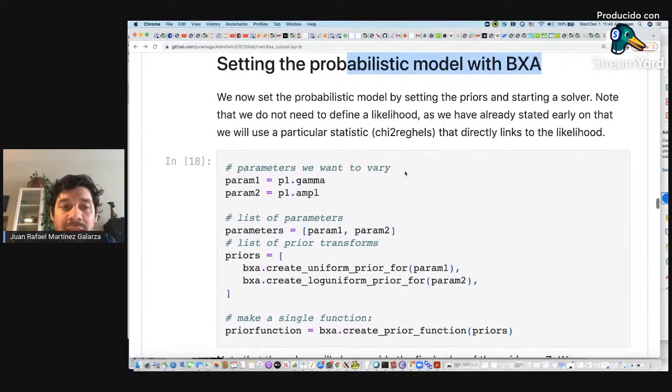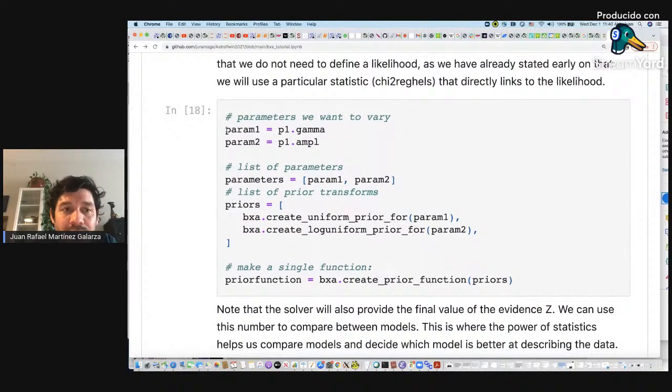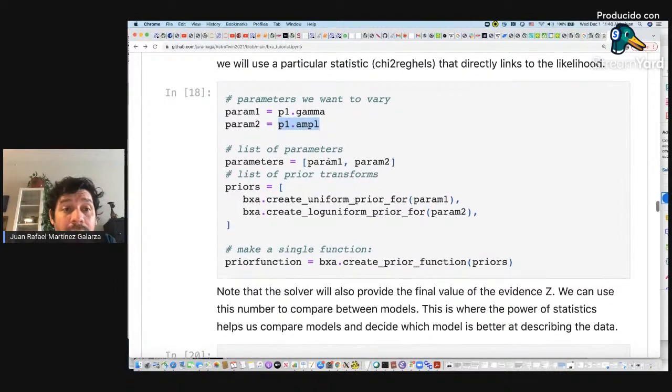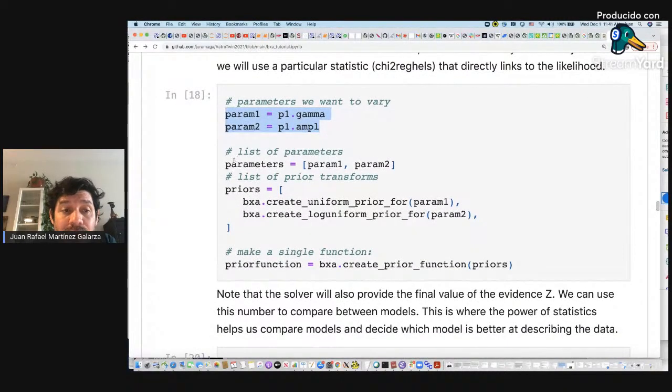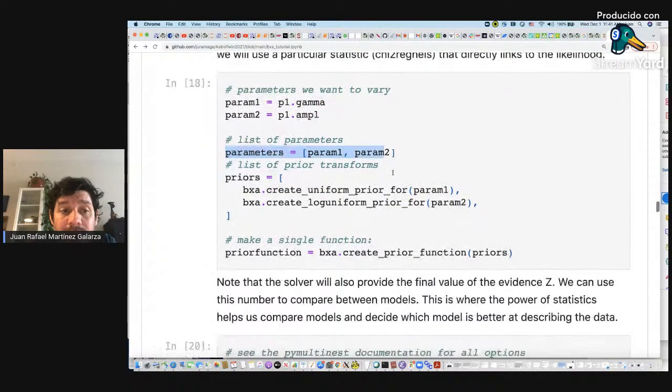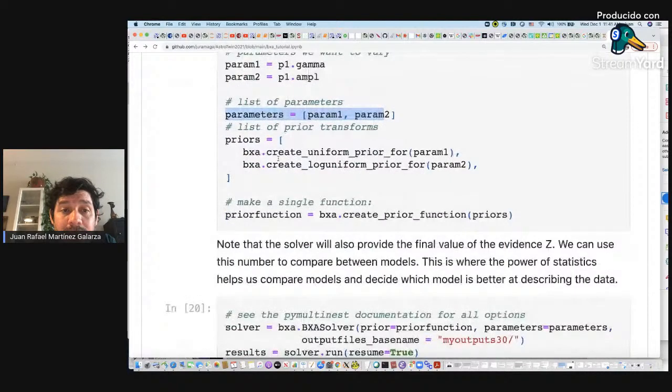So the way you do that with BXA is first you name your parameters. It's going to be parameter one and parameter two. Parameter one is going to be the slope of the power law, and parameter two is going to be the amplitude, right? You don't have to change anything else because these are the only two that will be fitted. The other ones are fixed. Then you create the list of parameters, right? And here you define your priors as a list, right? And your list is going to create a uniform prior for parameter one and a log uniform prior for parameter two.